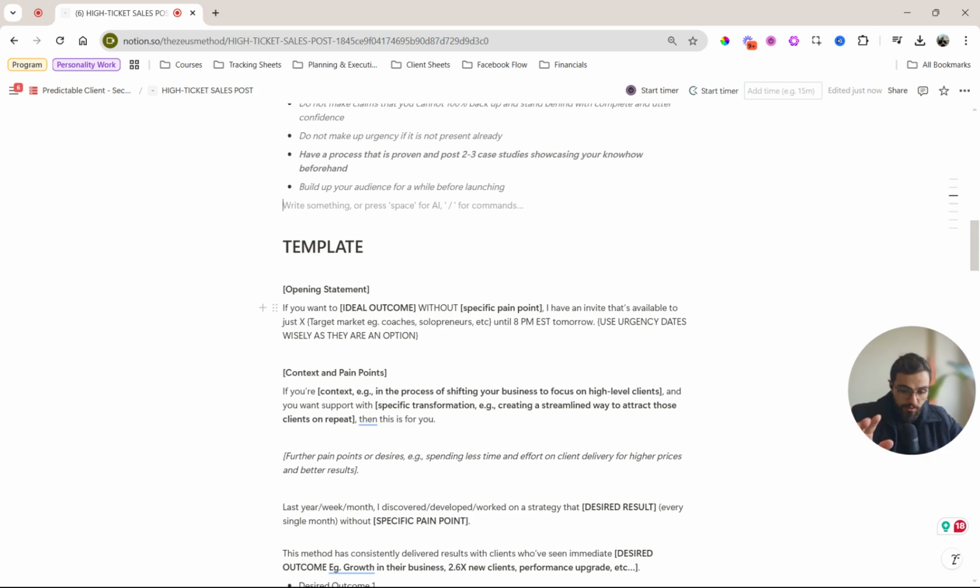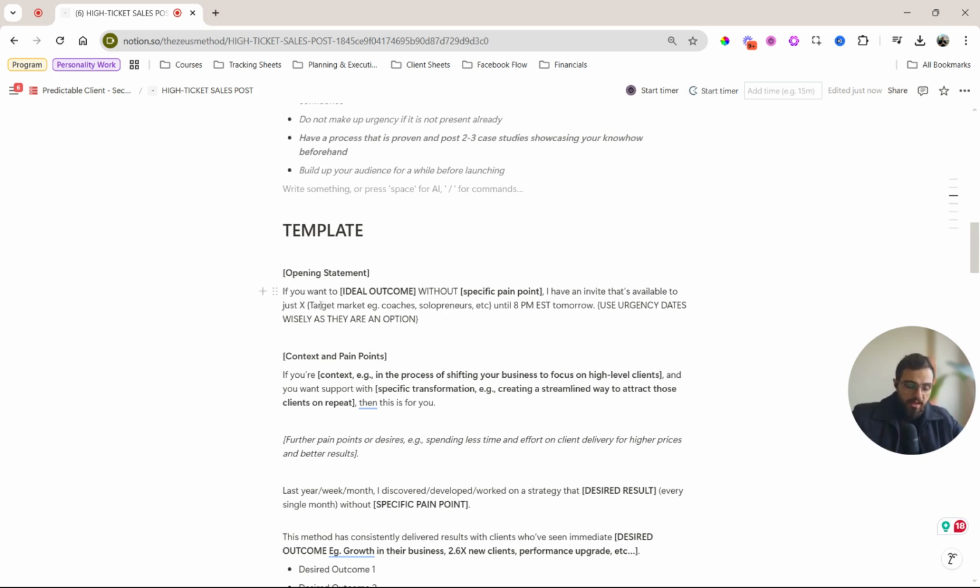Do it now. Focus. So pause it, duplicate the template, have it with you, walk through the video as you're doing the template. So the opening statement, if you want ideal outcome, what is the outcome that they want? So if you want 2 clients a month, if you want to find a date a week, if you want to find your ideal girl, if you want to find a great relationship after divorce, what is it? Without specific pain points. Now, that can also be throwing rocks at the enemy.